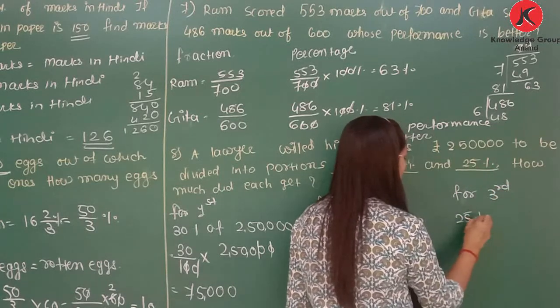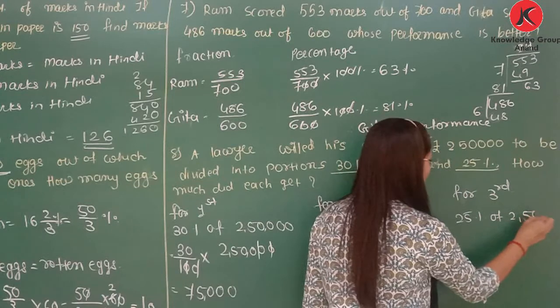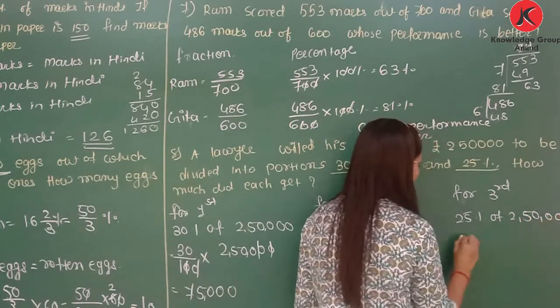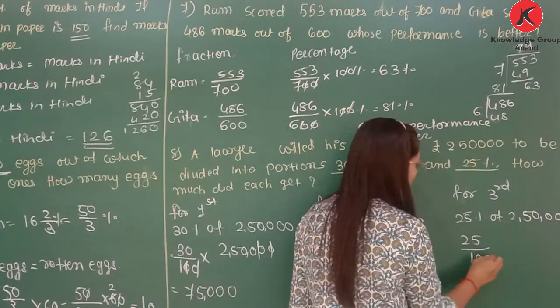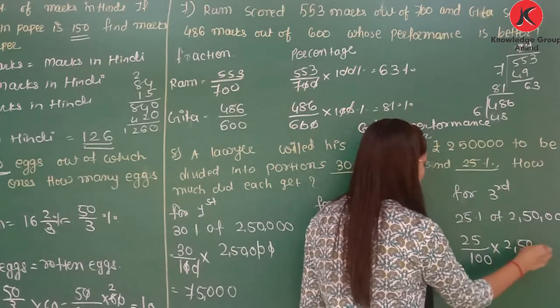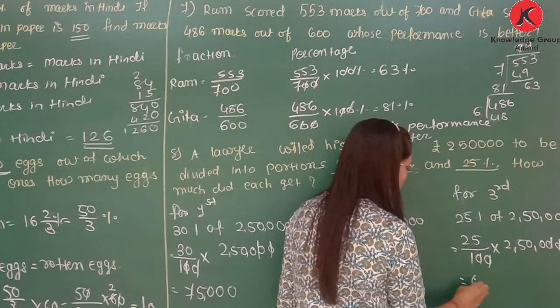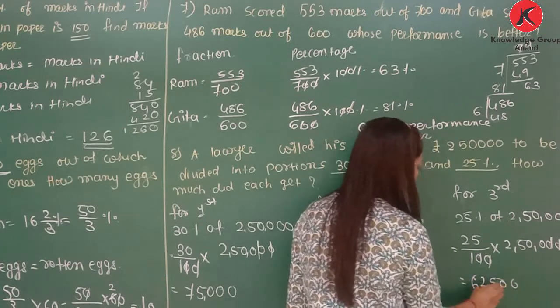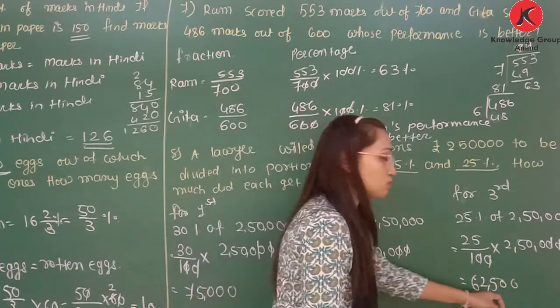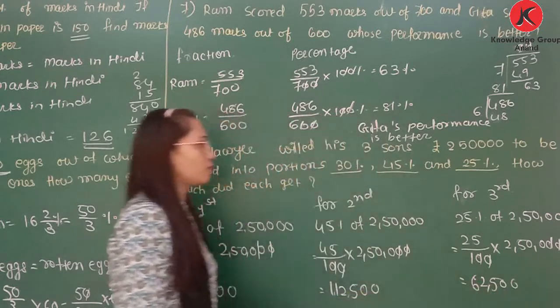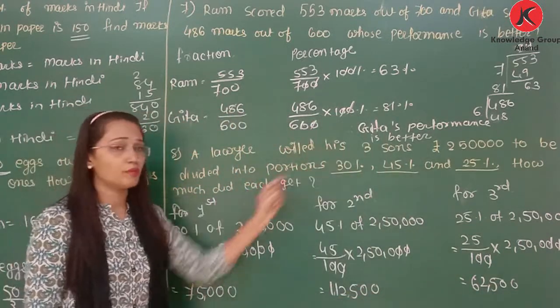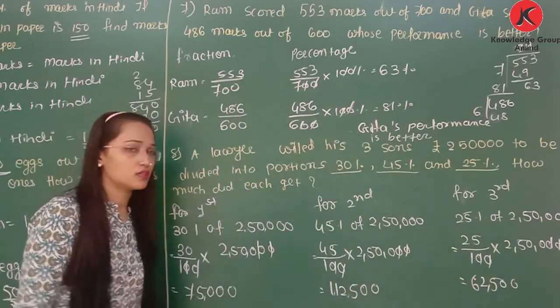Now for the third one, it is 25% of 2,50,000. So it is 25 by 100 multiplied by 2,50,000. The zeros will be cancelled. It is 625. So the third son got 62,500. So this way we can divide the total money in 3 different percentages.